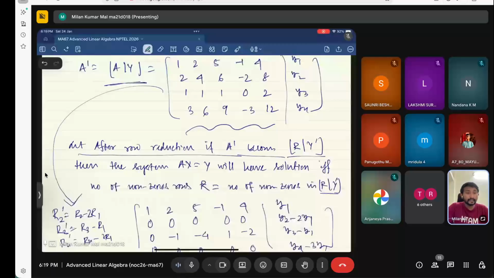Another thing is that suppose you have the same number of non-zero rows in both R and R mod y dash. Then you can say that there is a solution. But what is the number of solutions? One can have more solutions. The solution can be a single solution, it can be multiple solutions, and an infinite number of solutions is also possible.